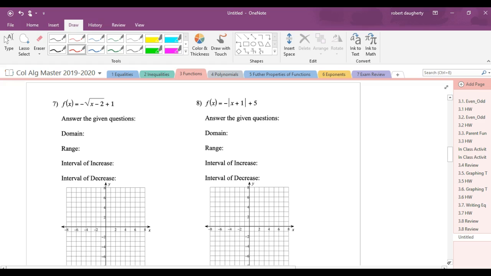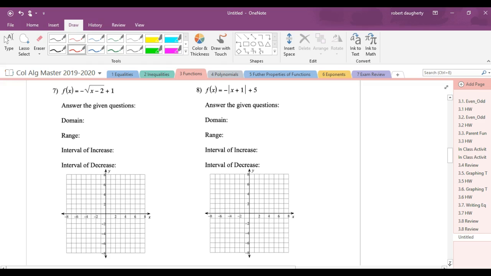This is based on the graph of the square root of x. Okay, what has happened? It's been reflected about the x-axis. That endpoint has moved 2 to the right. So if I go 2 to the right and up 1, and reflected about the x-axis, it's going to look like this.